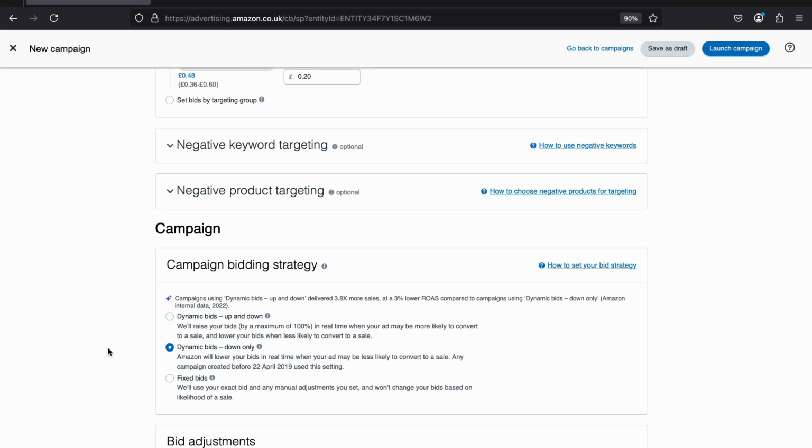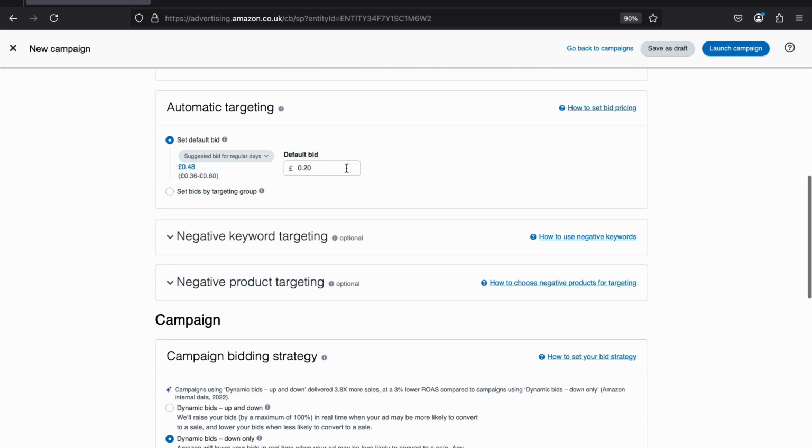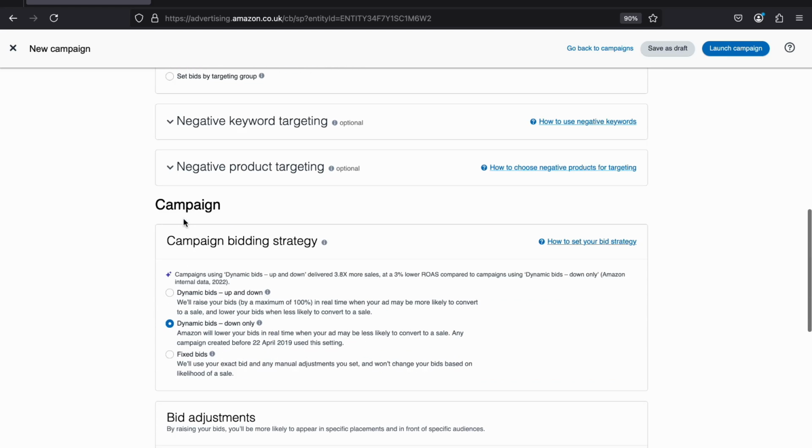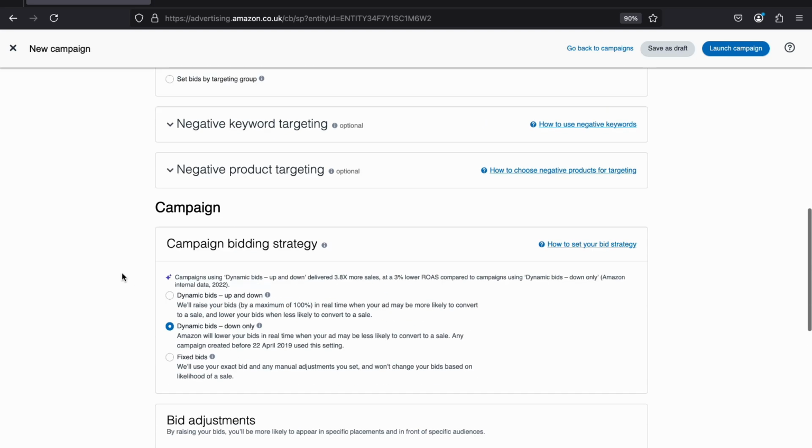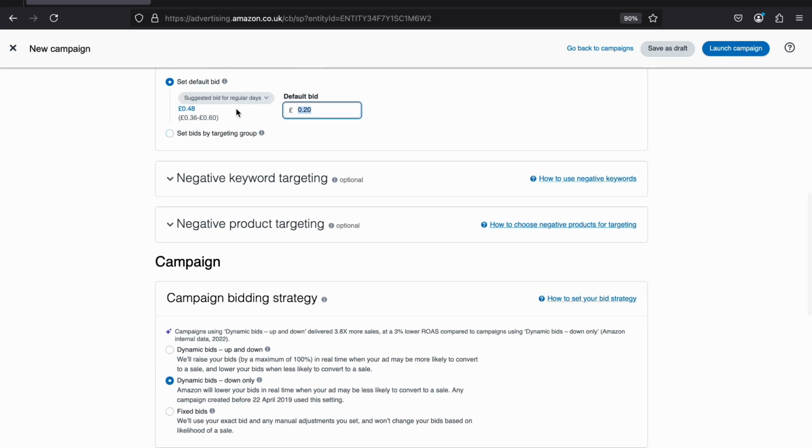If you're a beginner and you don't want to spend too much money, that's why I recommend going for dynamic bids down only, starting with a relatively low bid. And then if you're not getting any action, any impressions, any clicks on your ads, then you can slowly increase that bid over time. But don't worry about that now. I'll show you later on in this video exactly how to do that. So for this example, we're going to go for a 20p default bid, dynamic bids down only, which basically means we will never spend more than 20p per click. Anything that's 20p or below, we can compete for.